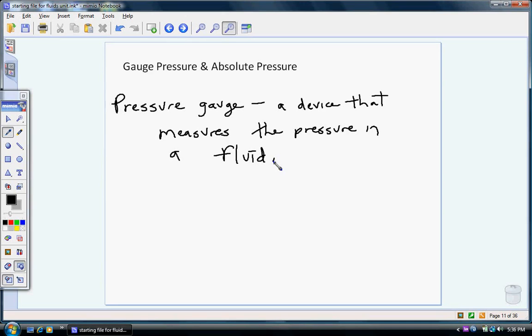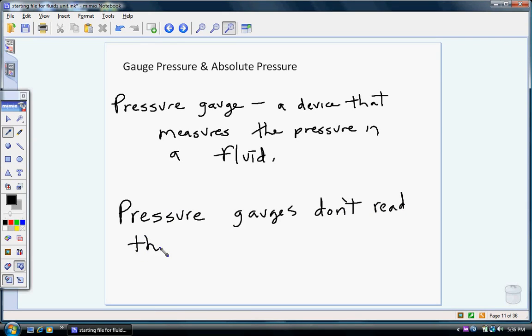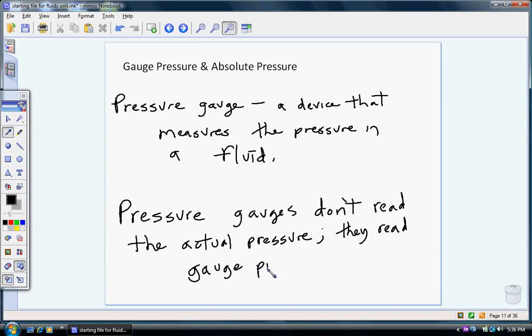But here's something you might not have known. Pressure gauges don't read the actual pressure. They read something called gauge pressure.